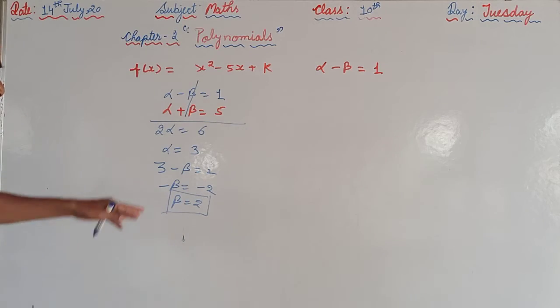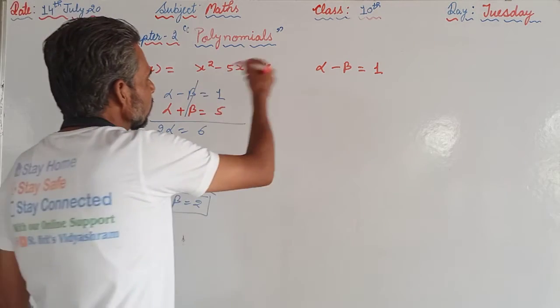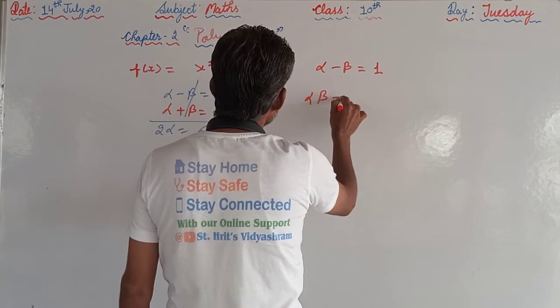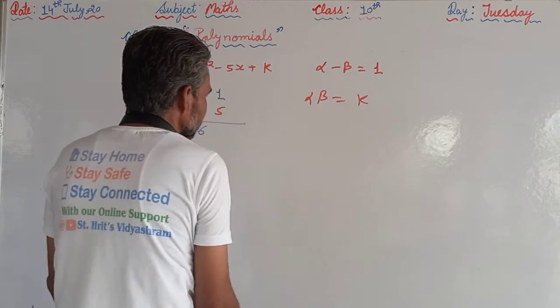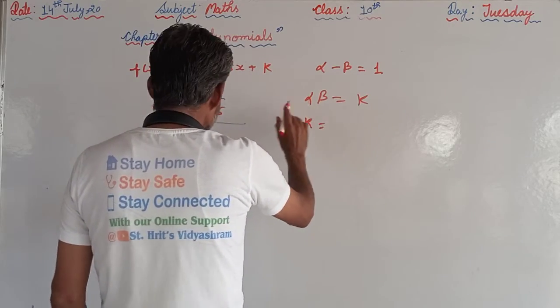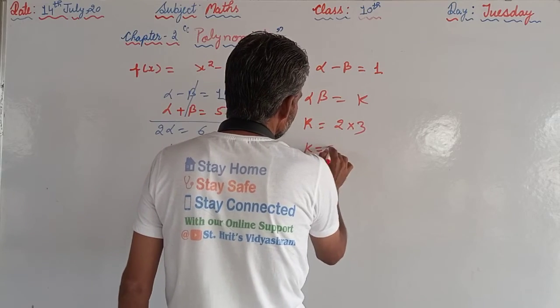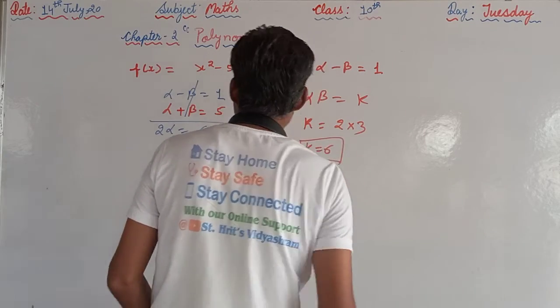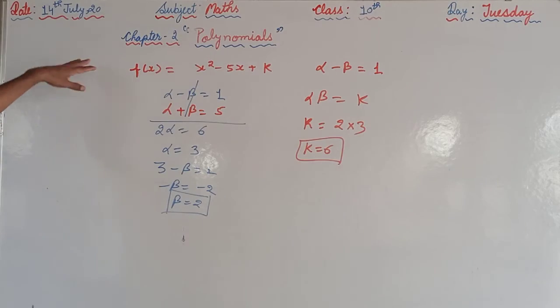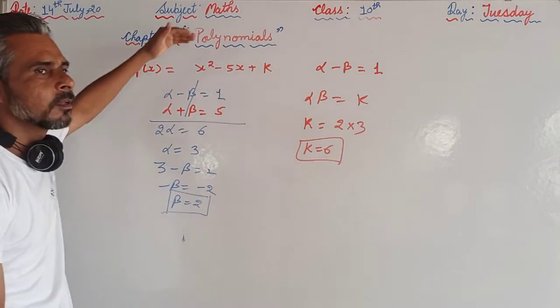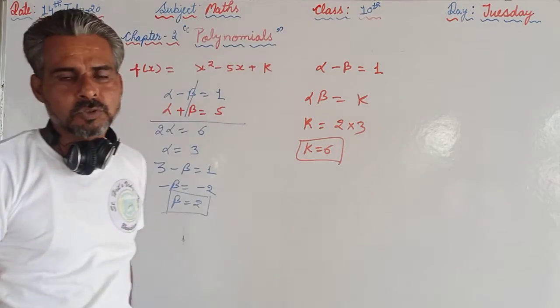From here we got the value of alpha and beta. Now we also know that alpha beta is equals to k. So the value of k will be 2 into 3, and k will be 6. This is the second method how to find the value of k. The previous method was the longer one, this is the shorter one.